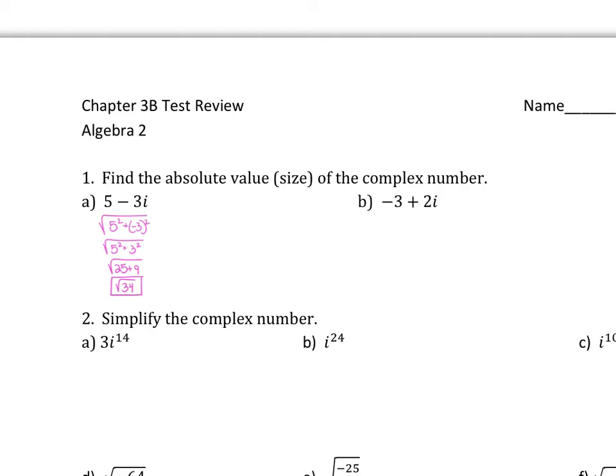So what that means is that this number, when graphed, is radical 34 units from the origin. So looking at letter B, from the very beginning, if you want to ignore the negative, because we know a negative 3 squared is the same as 3 squared, that is fine. And we get 9 plus 4, which is the square root of 13. 13 is a prime number. So again, we can just say that this number, negative 3 plus 2i, in the second quadrant is radical 13 units away from the origin.